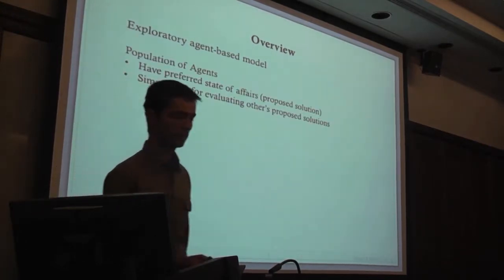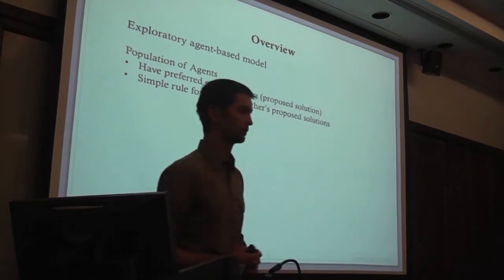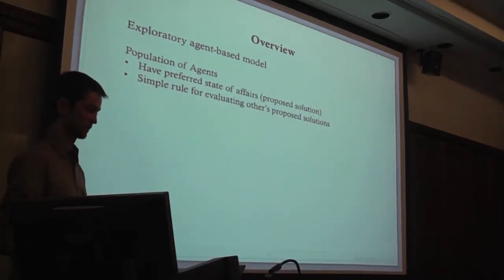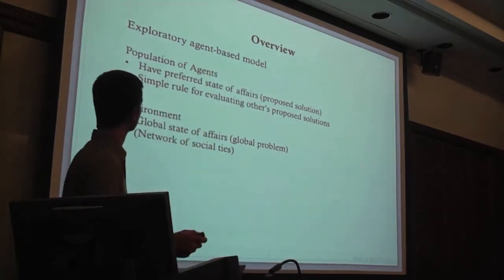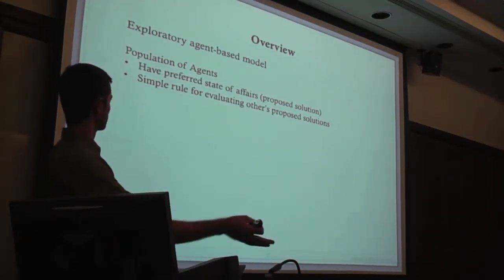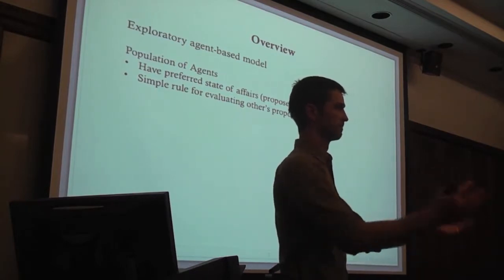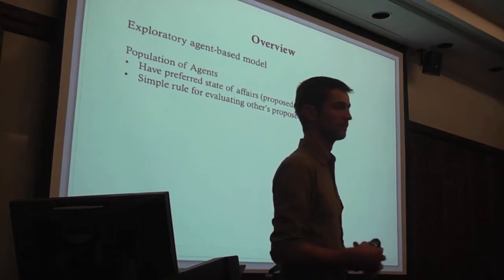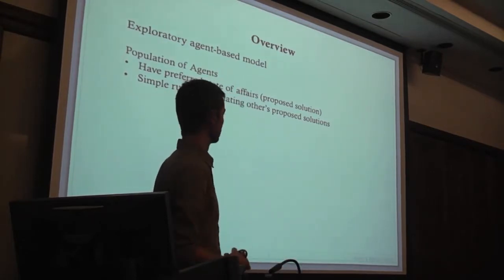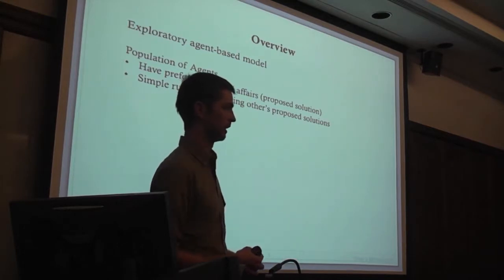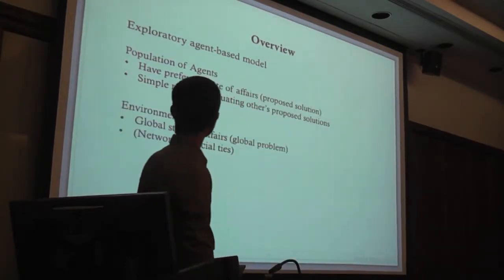So it's a population of agents. Each agent has knowledge about the state of the world and a preferred state for it to be in, their own preference. We conceive of the world, or at least the particular part of it that we're looking at, as being issues. The state of affairs is all of the issues taken together. Agents also have the ability to evaluate others' positions, and to take certain actions based on their evaluation of those other positions. So that's a population of agents.